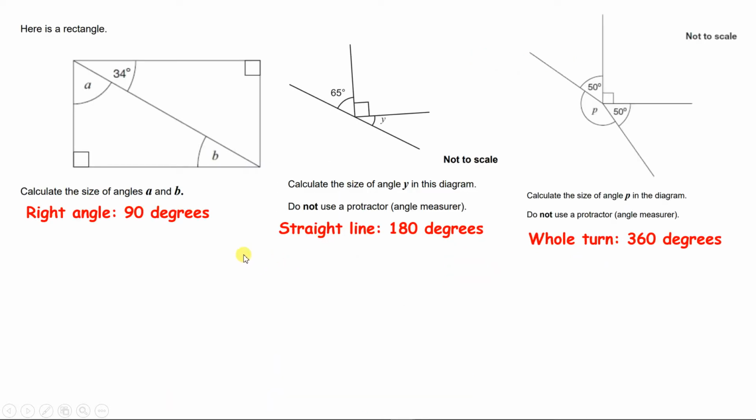So notice we've gone through three questions. The first one, we needed to spot that a right angle is 90 degrees. The second one, we needed to remember a straight line is 180. And the third question, we needed to remember that for a whole turn, the angles that make up part of the turn have to add up to 360.